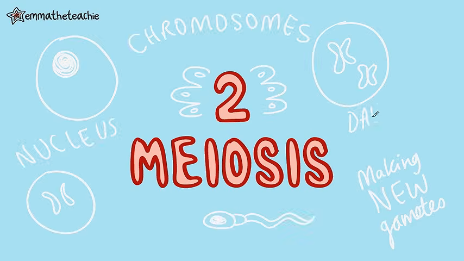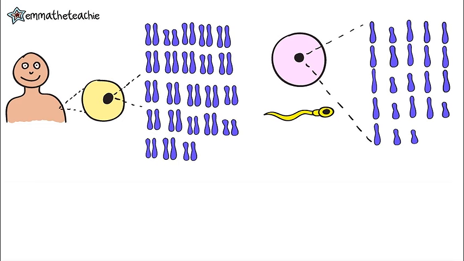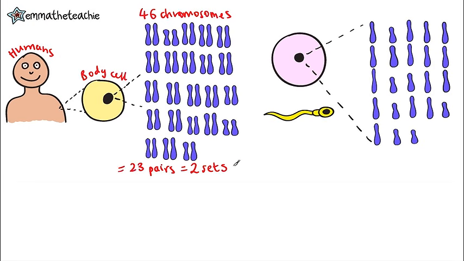2. Meiosis. In the previous video, we learned that sexual reproduction involves the fusion of gametes, and that gametes are made by the process of meiosis. We're going to learn what meiosis is in this video. Okay, first up you need to know that humans have got 46 chromosomes in their body cells. These are arranged in 23 pairs, or we say they have 2 sets of chromosomes. In gametes, like the egg cell and the sperm cell, they have 23 chromosomes. They're not arranged in pairs. We say they have 1 set of chromosomes.